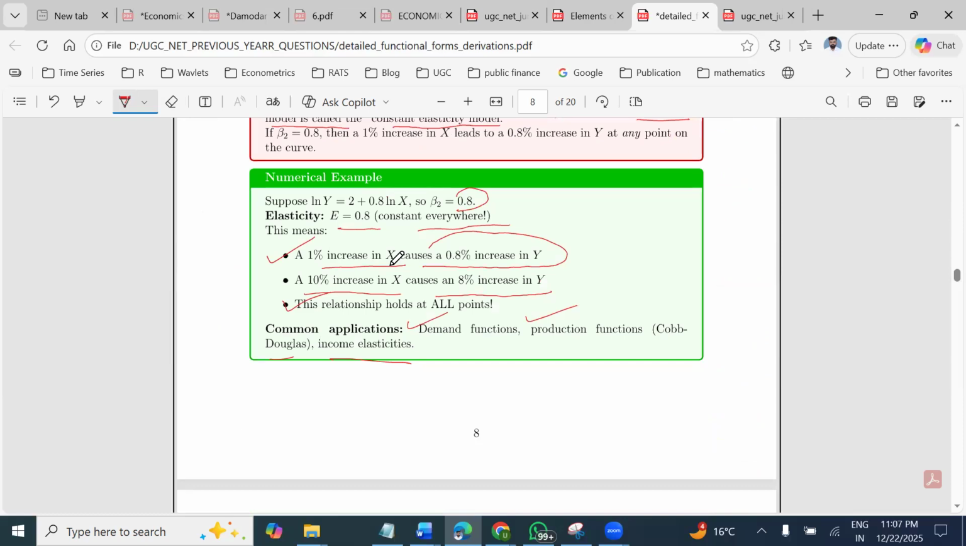Chinmay, what is the elasticity of the log linear model? Beta 2 only. Log linear model is also called double log model, isn't it? Log model or double log model. Then why are you confused again?